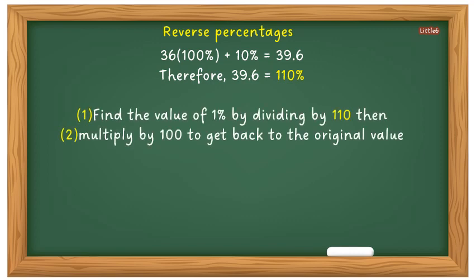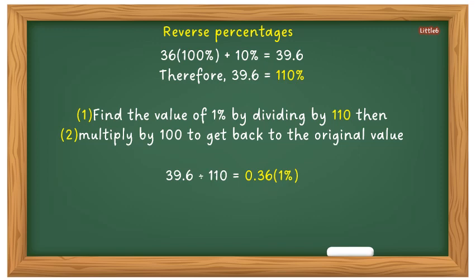Right, so the first thing you do is you find the value of 1% by dividing by 110. So you take this 39.6 and you divide it by 110, and that will get you back to your 1%. And that's important. All right, so 39.6 divided by 110 gives you a 1% value of 0.36.